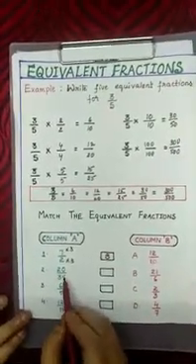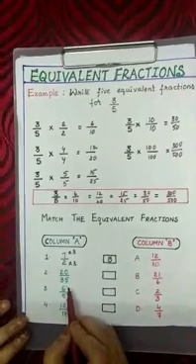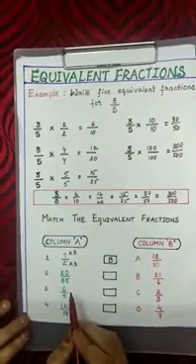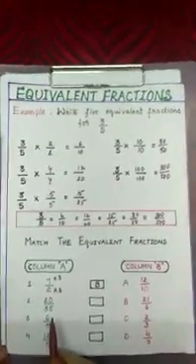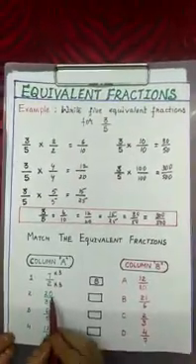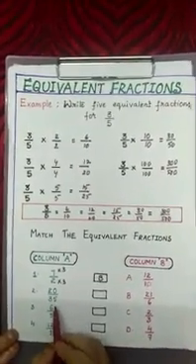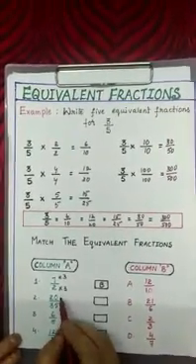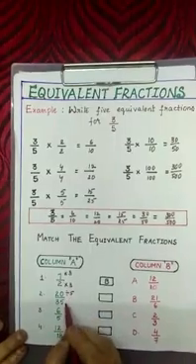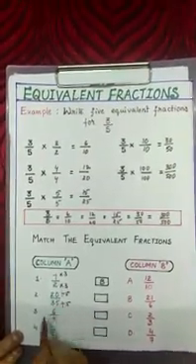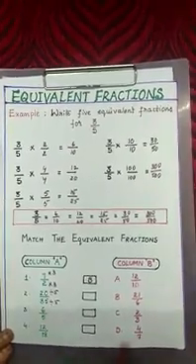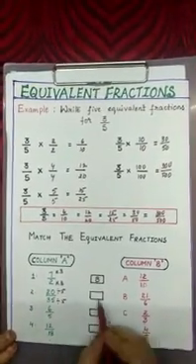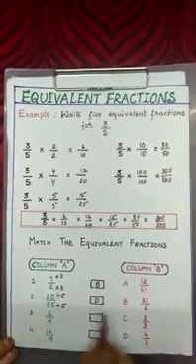Now come to the second fraction, 20/35. Here one thing you have to remember: if the numerator and denominator of a fraction are divided by a common factor, we also get an equivalent fraction. So what is the common factor for 20 and 35? 5. Let us divide here. 20 divided by 5 is 4 and 35 divided by 5 is 7. So the correct option for the second one is D.